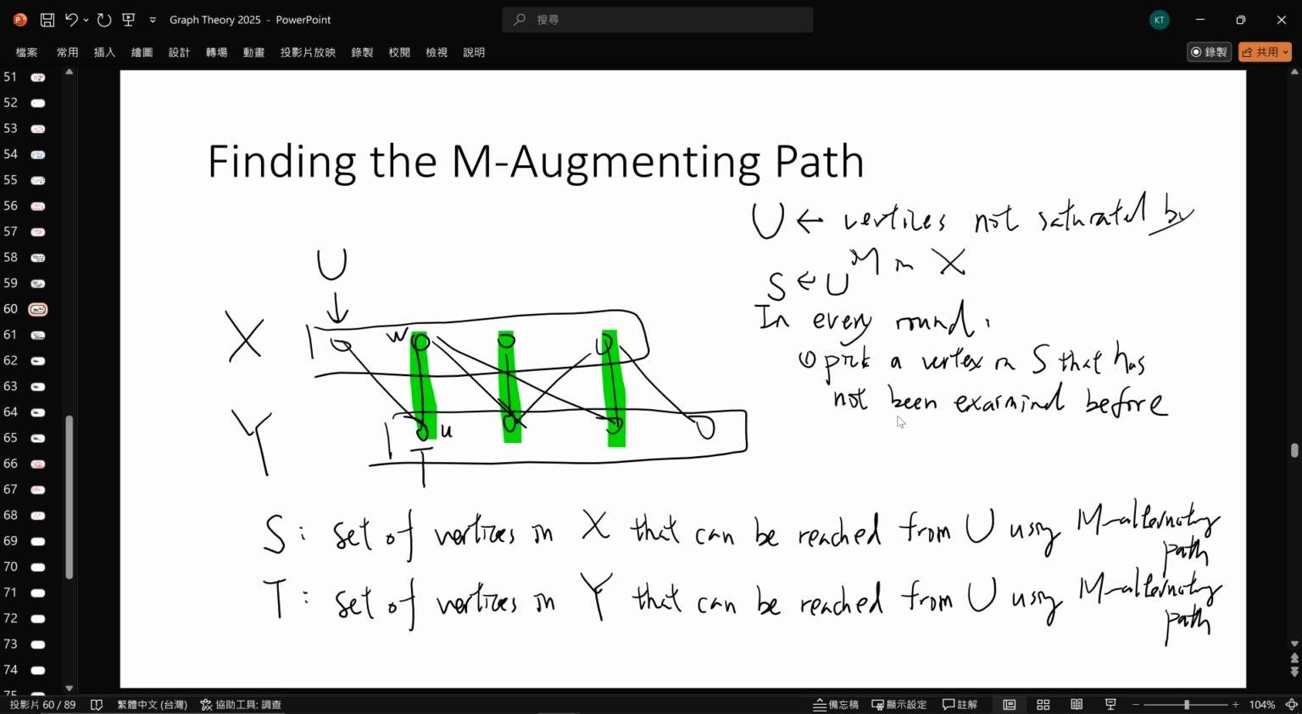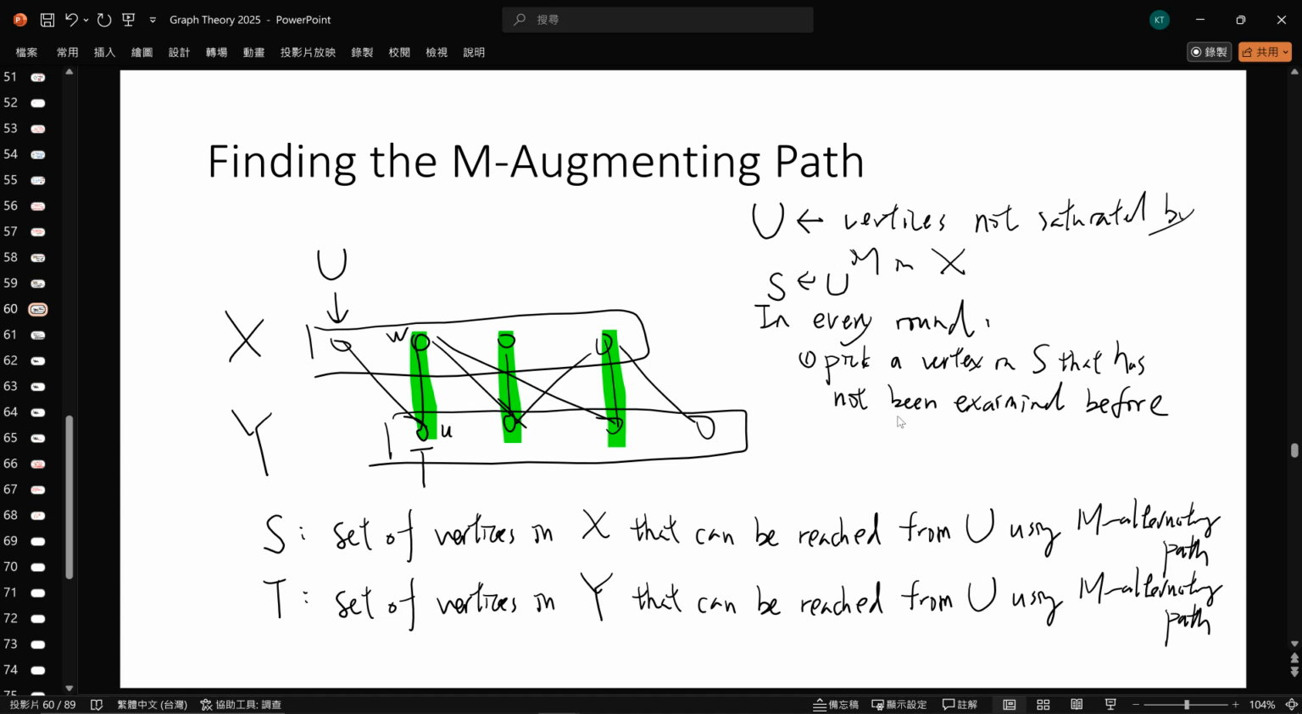Okay, so the first set is S. S is a subset of X, such that you can reach these vertices in S by an M alternating path starting from the set U. And T is defined similarly. The only difference is that T is a subset of Y. So if you can reach this vertex using an alternating path and it is in Y, then this vertex is in T.